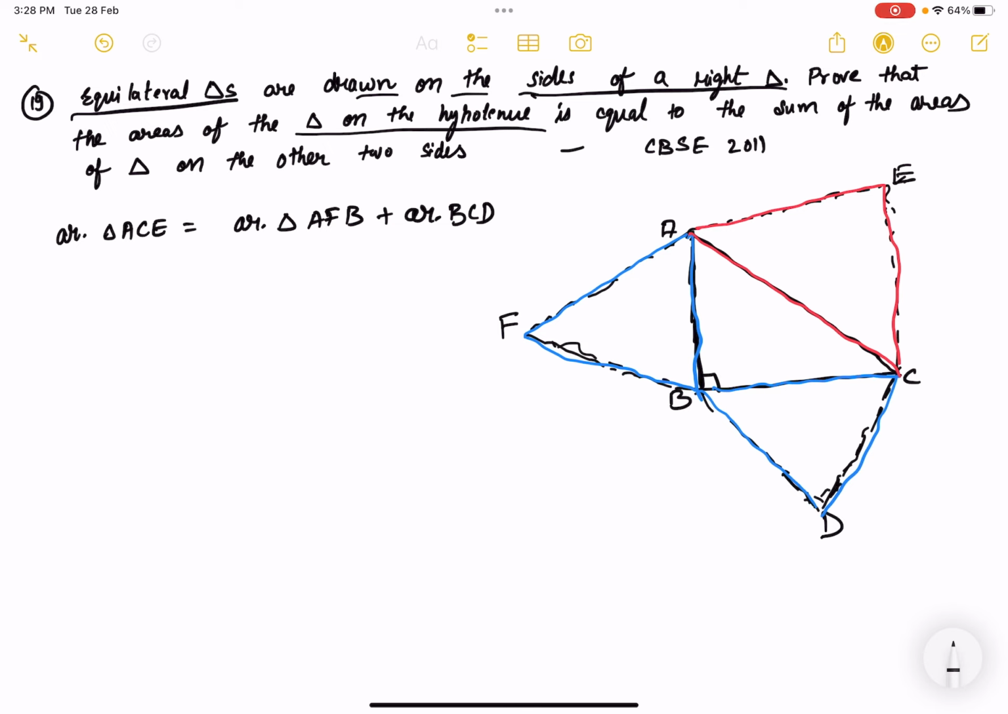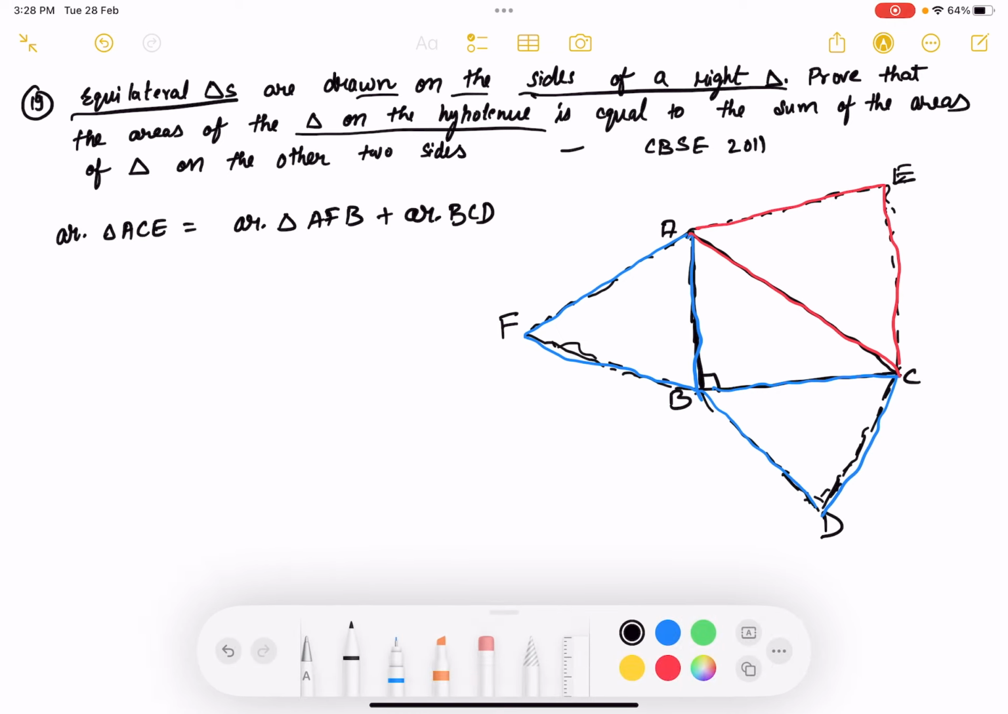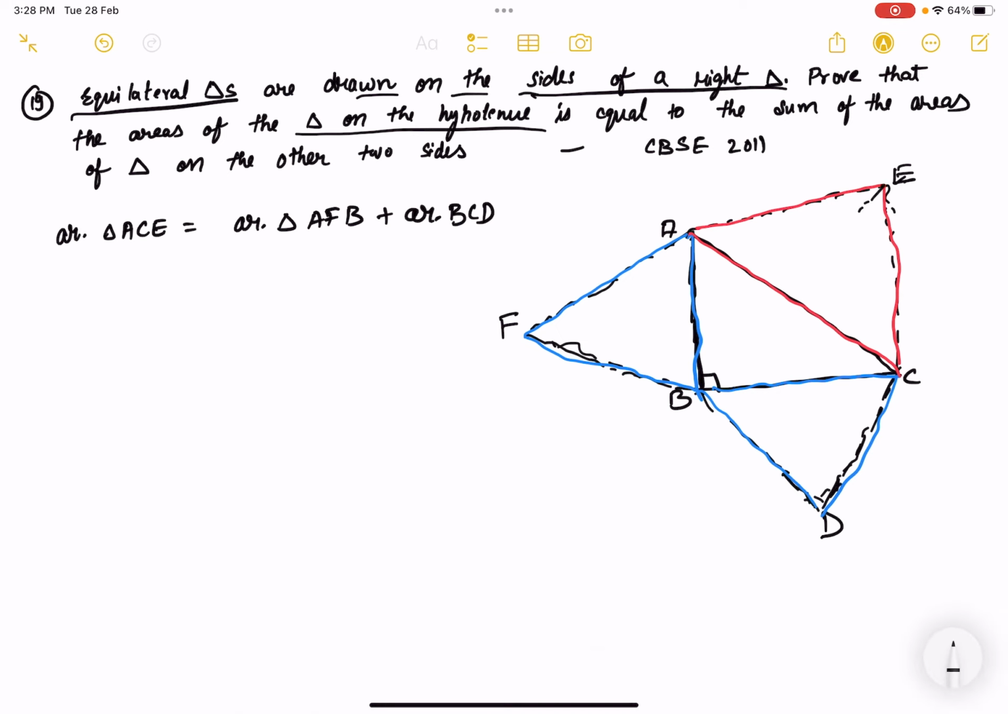We'll always start with the basics. Area means half base into height. So let's draw the height for all the three triangles, and let this side be x, BC is equal to x, AB is equal to y, and let the hypotenuse AC be h.